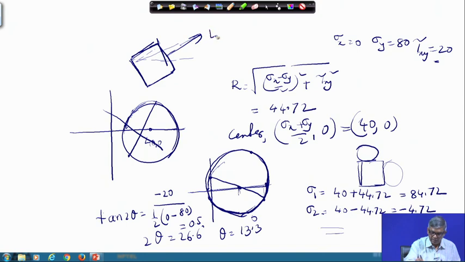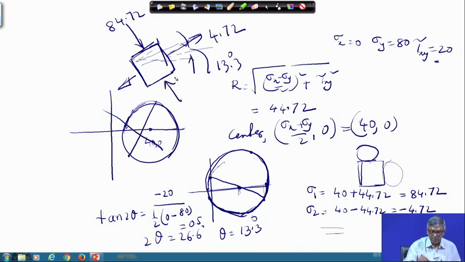Since it is tensile, it will become minus 4.72 in this direction, and this one will be compressive, and that will be equal to 84.72. And this angle will be 13.3 degrees, and obviously this side is also the same tensile, this side also the same. So, that means this is the problem.